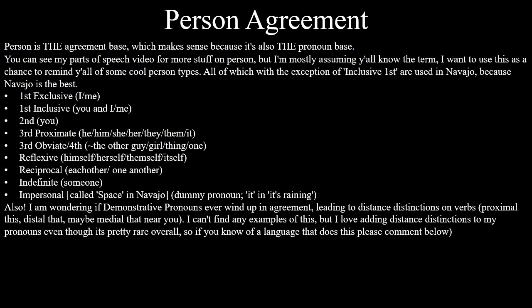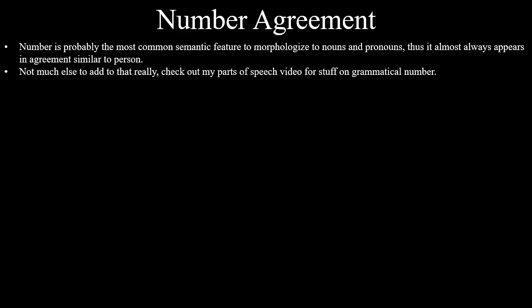Notably, weirder person distinctions other than the basic first, second, third can also show up in agreement, such as the inclusive-exclusive distinction in the first person and the proximate-obviative distinction in the third, like in Hixkaryana or Ojibwe, respectively, or even things like indefinite, reflexive, or reciprocal pronouns, like in Navajo. Most of these distinctions I go into in my parts of speech video.